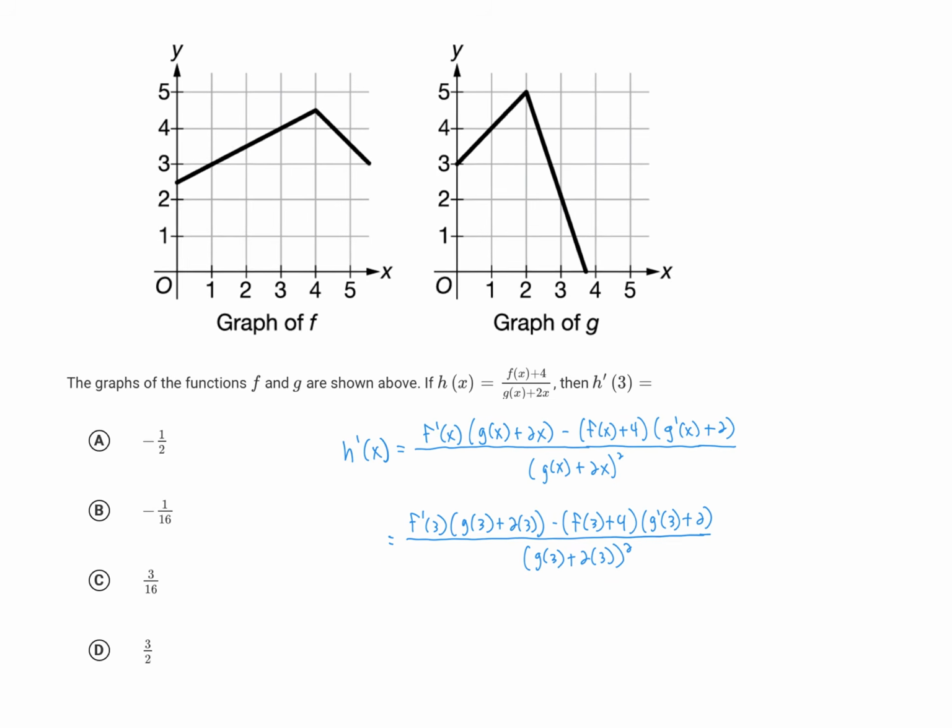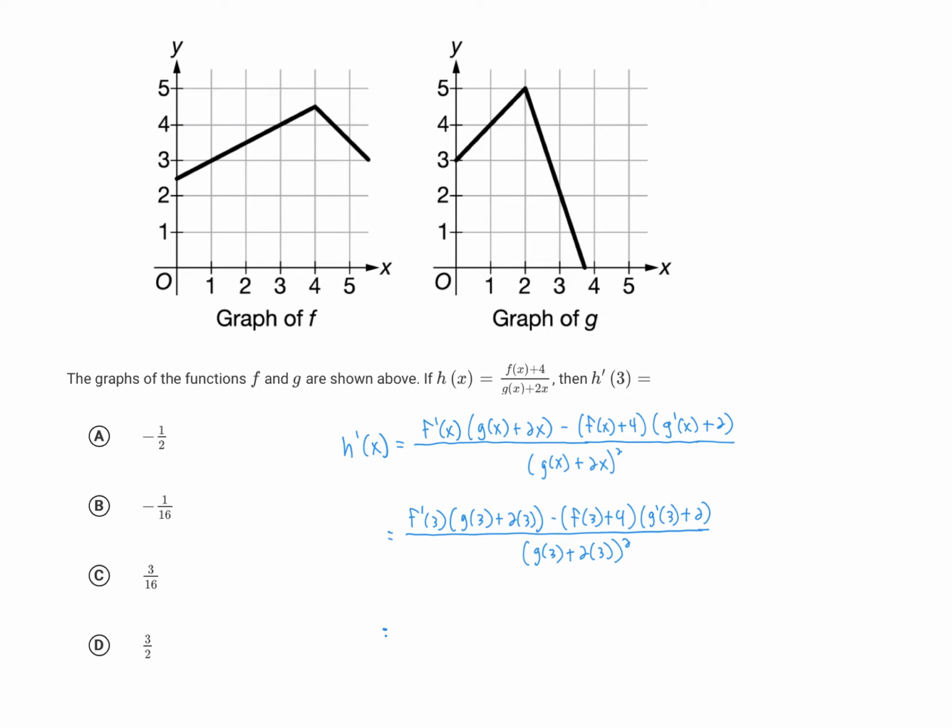Now to get a lot of the values in here, we'll have to look at these graphs. Notice in our derivative, we've got f prime and regular f, and g prime and regular g. Anytime we're talking about just g or just f, those are just y values on these graphs. And anytime they talk about f prime and g prime, that'll be slopes of these graphs, depending on what the x value is.